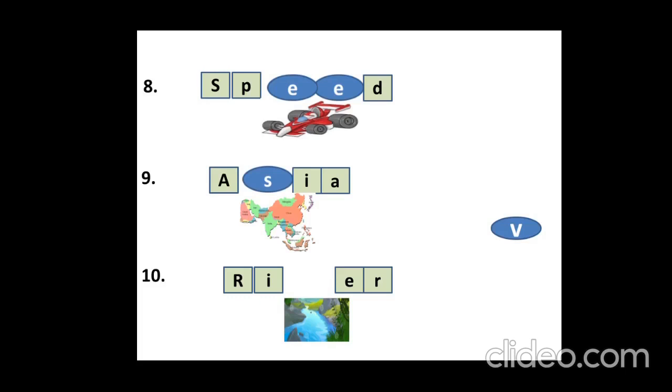Number 10. R-I. I can see water flowing, right? What is it called? It's a flowing stream of water, and it's natural. I can see it near the mountains. R-I-V-E-R, river. That's right, my dear students. So river is a flowing stream of water. Rivers usually form on the hills. They flow down from the hills. So river is a natural water body.